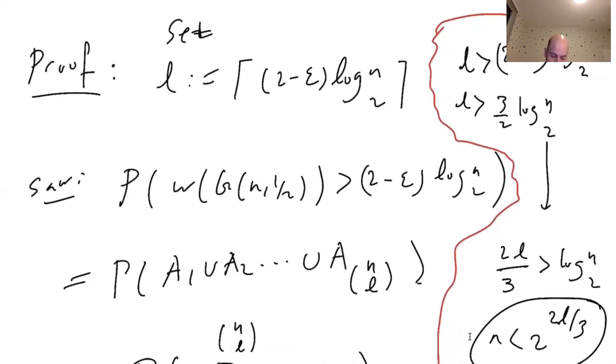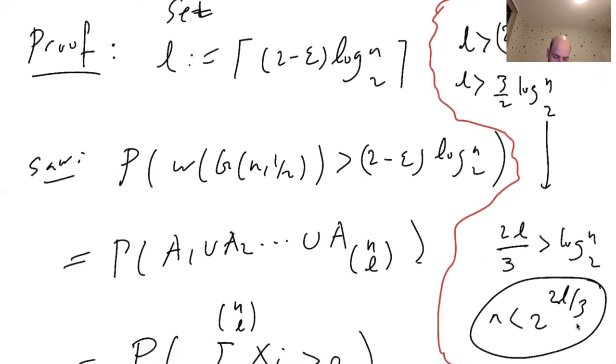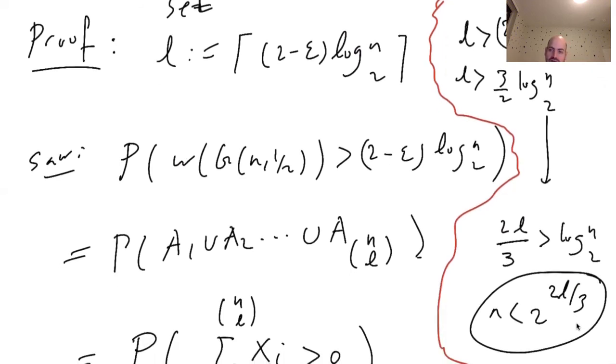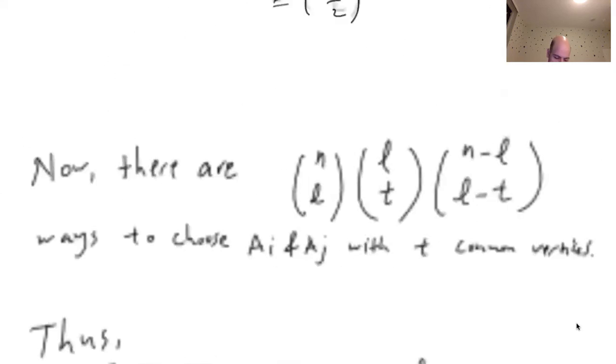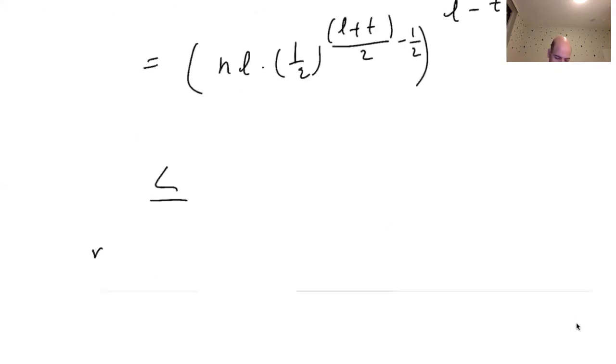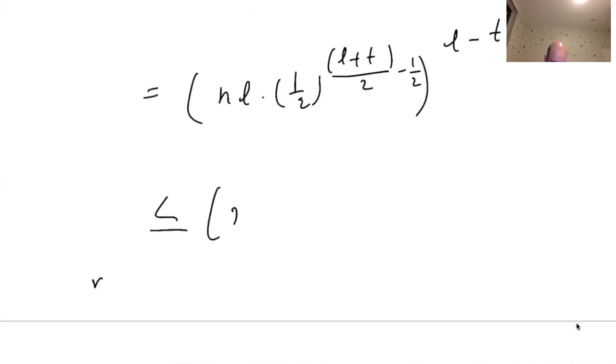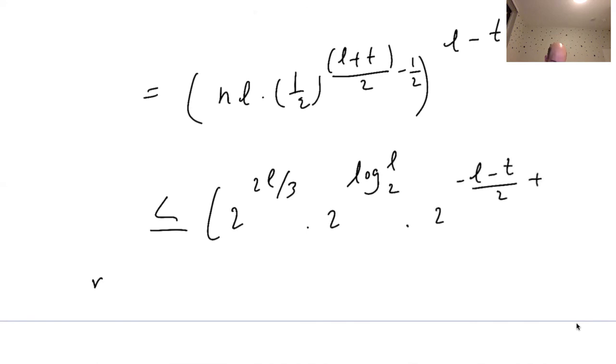So that means 2L over 3 is bigger than log n base 2, which means n is less than 2 to the power 2L over 3. So n is less than 2 to the power 2L over 3, based on the choice of L that we have. N is less than 2 to the power 2L over 3. And L means 2 to the power log L choose 2. And this one means 2 to the power minus L minus T over 2 plus 1/2.